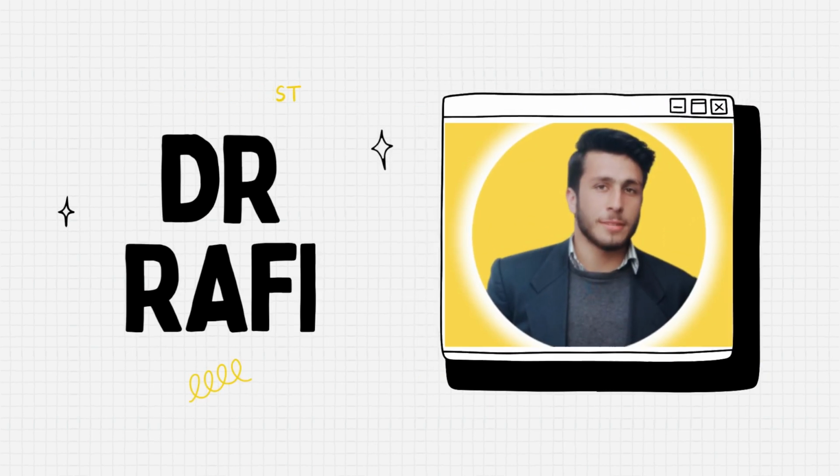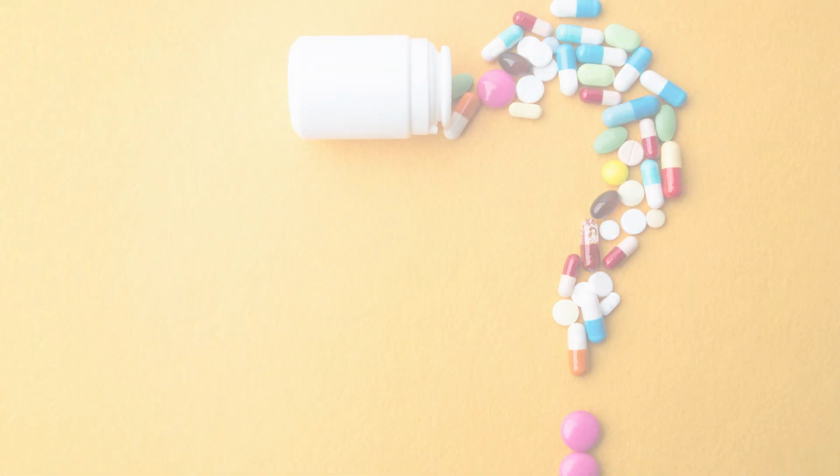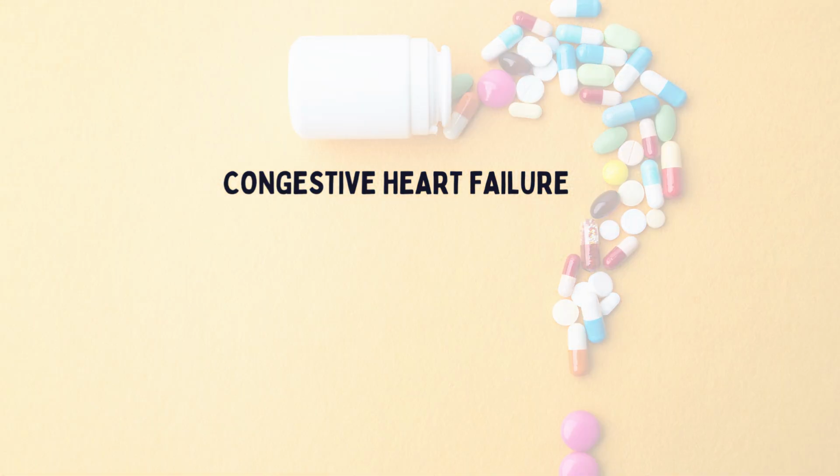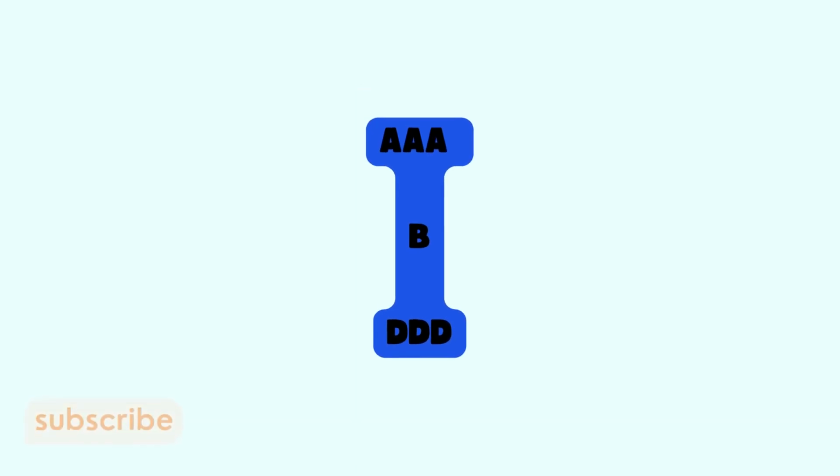Today I have got an extraordinary mnemonic for memorizing the drug classification of congestive heart failure or congestive cardiac failure. Our mnemonic for remembering these drugs is 3 times A, B and 3 times D. Very easy mnemonic. You have to remember just three letters of the English alphabet: A, B and D. But their numbering is different. 3 times D and 3 times A, and B in the middle.